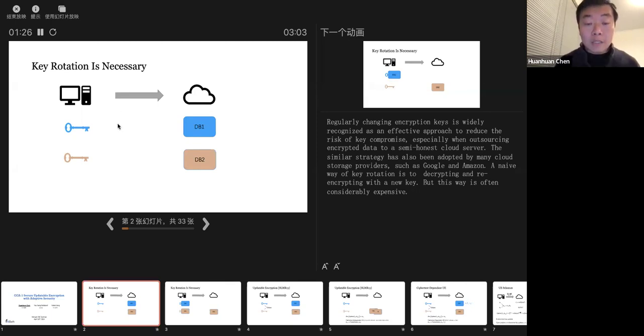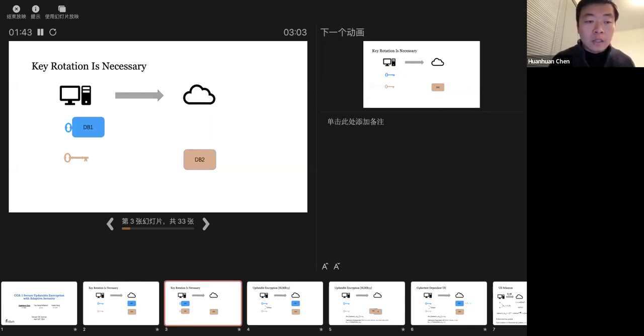But there is a problem that the original encrypted data in the cloud cannot be decrypted by the new key. How should we do that? Another way is to download the previous encrypted data, decrypt it with the previous key, re-encrypt it with the new key and upload it to the cloud again. But such a process is really expensive, especially when the data is very large.